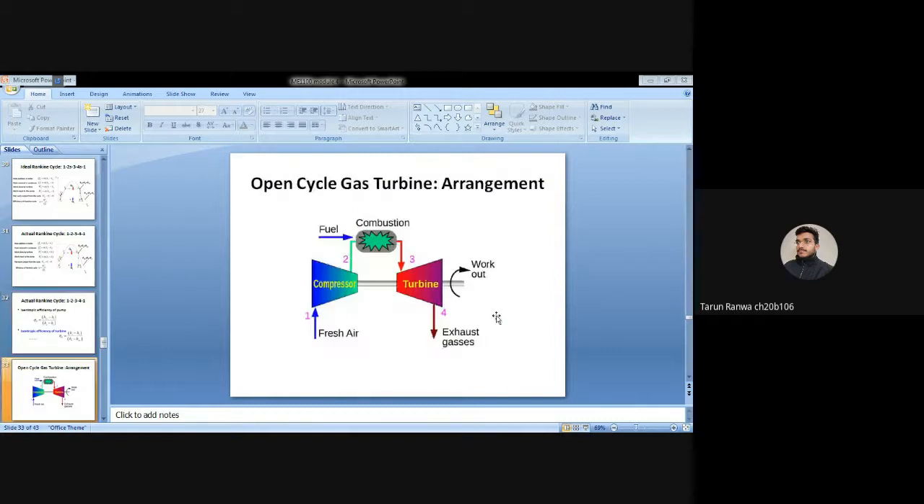Now, open cycle gas turbine. This is the arrangement of an open cycle gas turbine. Here fresh air enters and here exhaust gas leaves. This is the compressor, this is the combustion chamber, and this is the turbine.